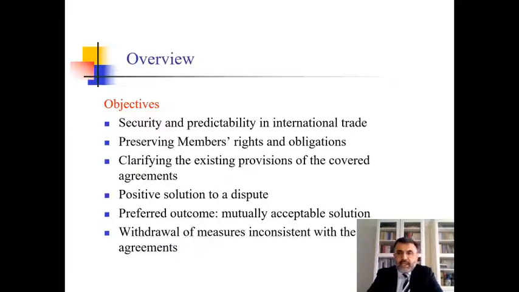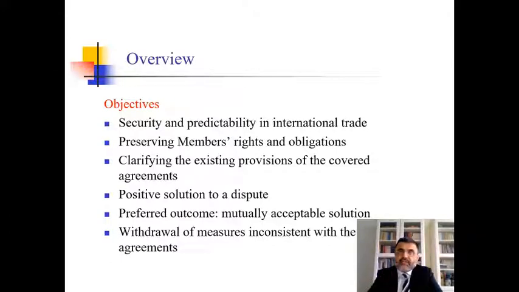Now, the objectives of the dispute settlement system are set out in the DSU, in different provisions of the DSU. The DSU refers to the dispute settlement understanding, which is the WTO agreement that contains the rules of procedure governing dispute settlement. So I'll be referring to this legal text as the DSU in this presentation. So the various objectives that are set out in different provisions of the DSU are explained or listed on this slide. The main function of the system really is to provide security and predictability to international trade.